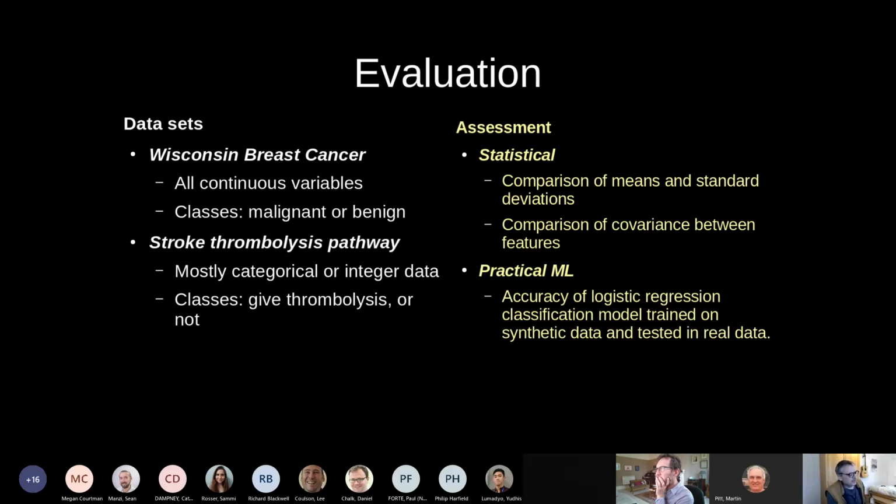We've been mostly looking at two data sets to test this. One's very public, the Wisconsin breast cancer data set, which a lot of people know about, all continuous variables, and then you classify something as malignant or benign.